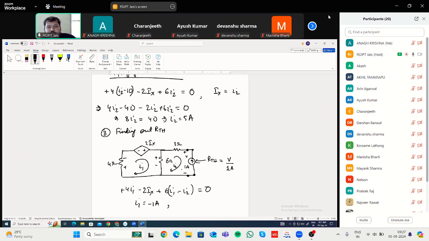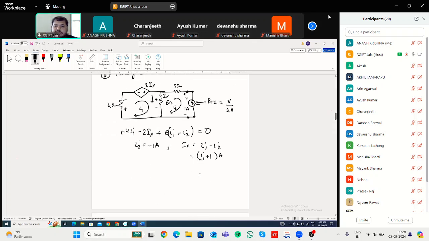Third equation. Ix is given like this. You have already assumed that current I1 is flowing in this direction and I2 is flowing in the opposite direction. So Ix will be I1 minus I2, and I2 you already found, so I1 plus 1 ampere. This will be your Ix.